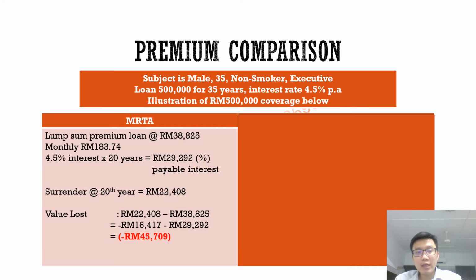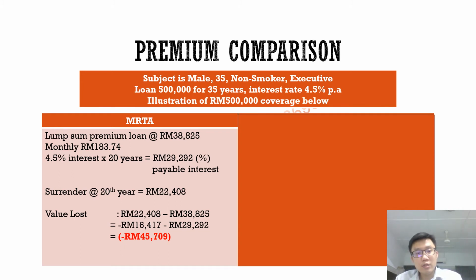For MRTA, the lump sum premium is about 38,825 ringgit, which will be around monthly 183 ringgit and 74 cents based on a 35 years tenure. For the interest of 4.5%, assuming he took for the next 20 years, the interest incurred will be 29,000 ringgit.